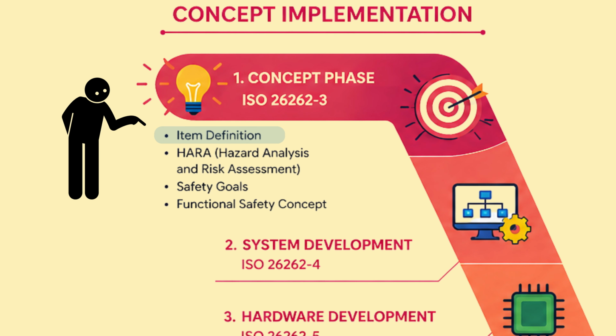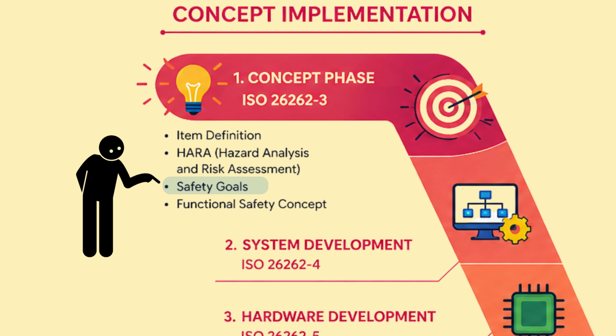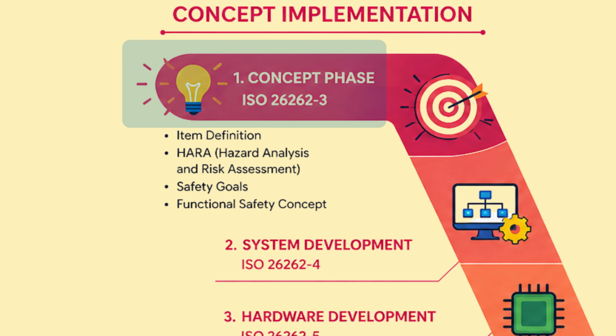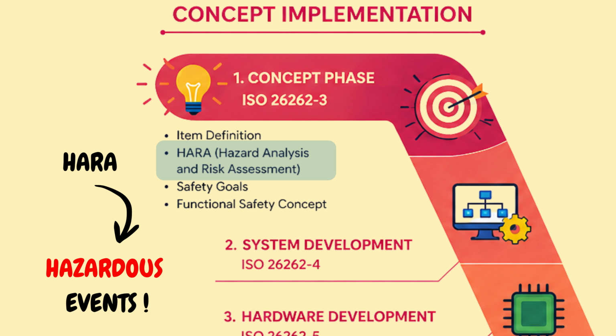At this stage, we describe the item, meaning the system under analysis. We identify potential hazards, and we define high-level safety goals. This phase is absolutely critical because it sets the foundation for everything that follows. One of the most important activities in this phase is called Hazard Analysis and Risk Assessment, or HARA. The objective of HARA is to identify hazardous events and evaluate how critical they are.